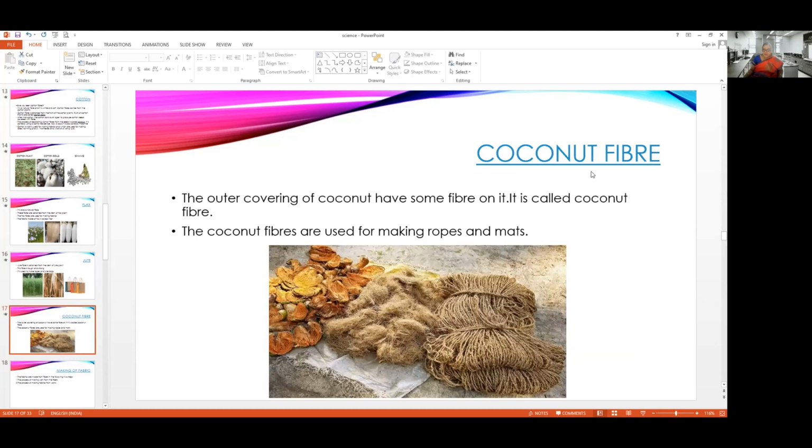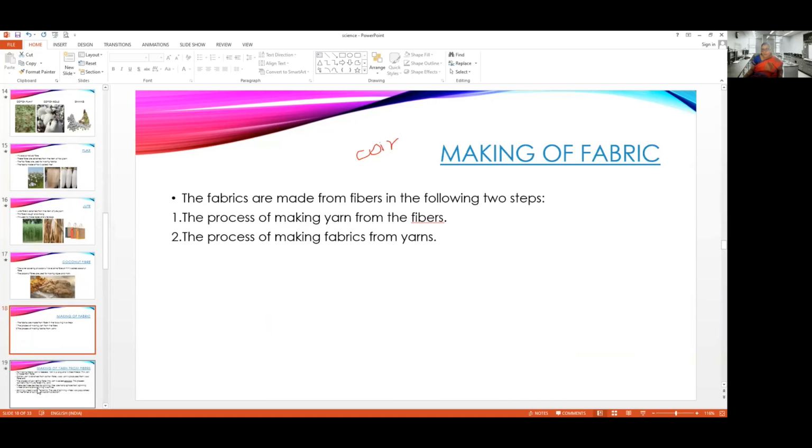Next, coming to coconut fiber, which we call coir. The outer covering of the coconut has some fiber on it. It is called coconut fiber. Coconut fibers are used for making ropes and mats. This coconut fiber is also called coir, C-O-I-R. So till now we have seen the plant fibers: cotton, flax, jute, and coconut fiber, that is coir.